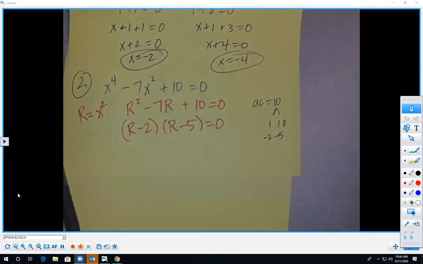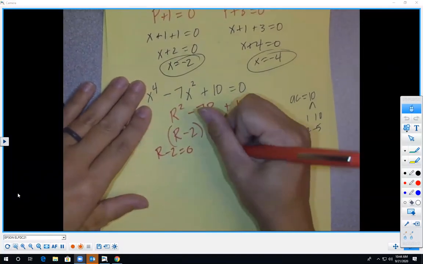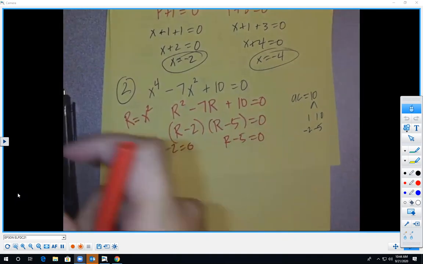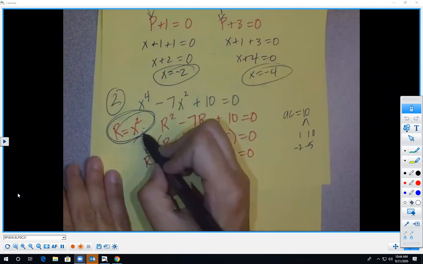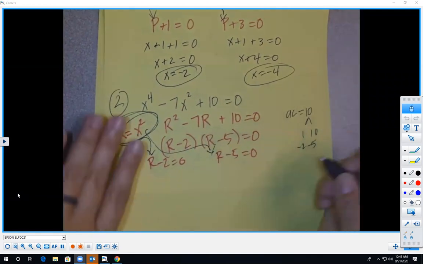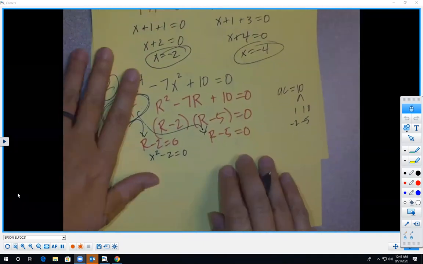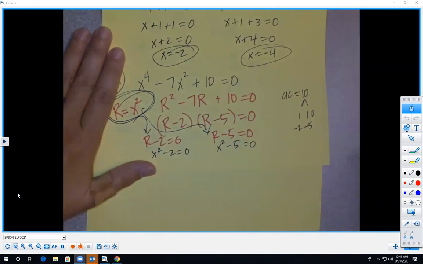How do I solve for r? Set factors equal to 0 and solve, right? So I get r minus 2 equals 0, r minus 5 equals 0. Let me substitute back in now. Instead of r, I don't care what r is. I want to know what x is. So I'm going to put x squared back in now. So this is x squared minus 2 equals 0. X squared minus 5 equals 0.